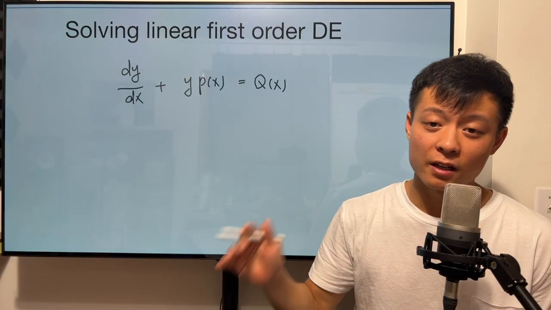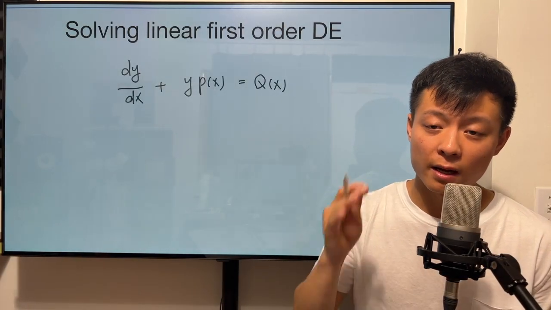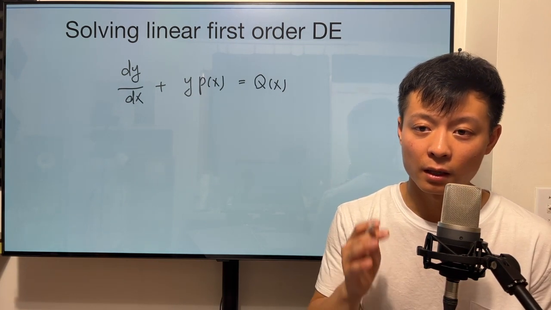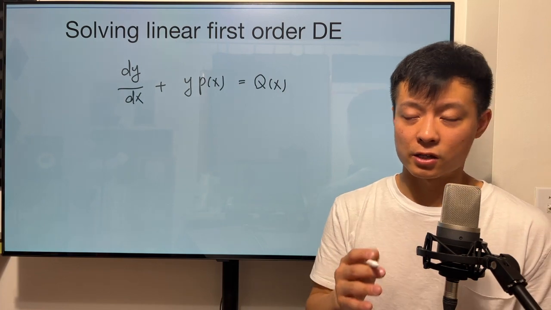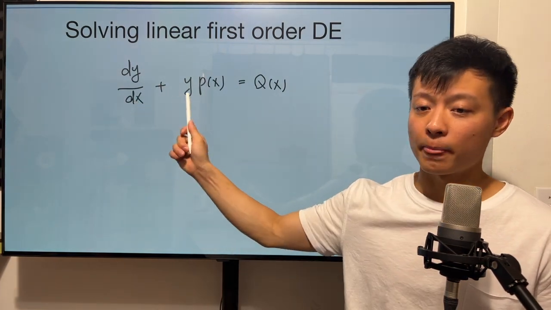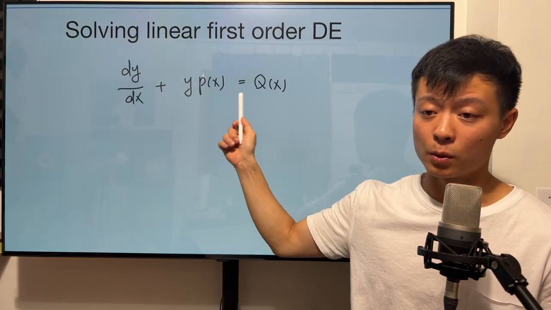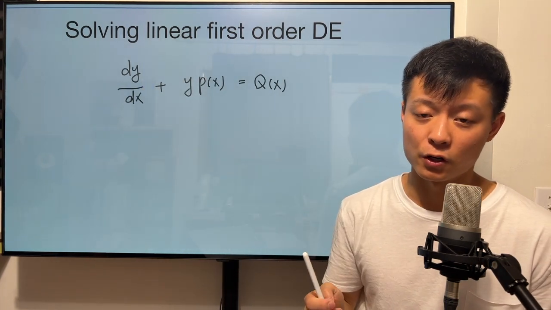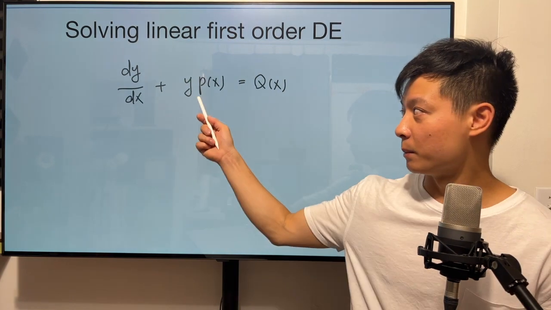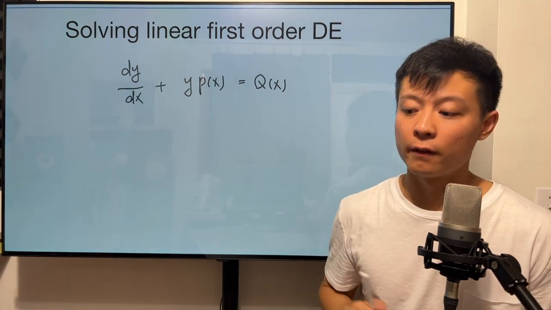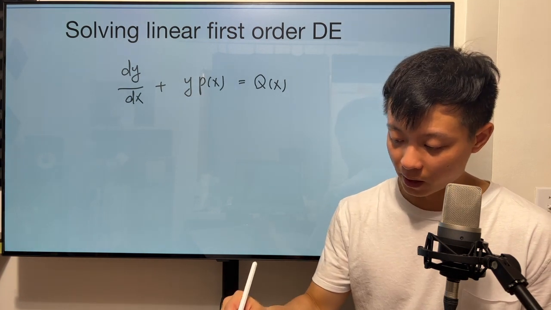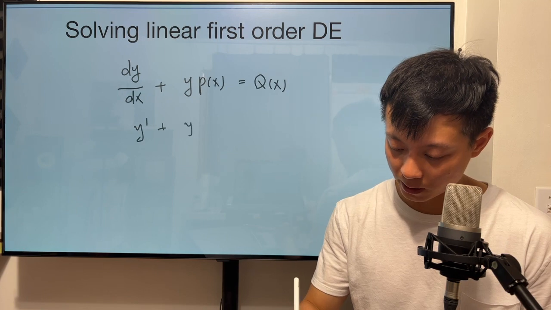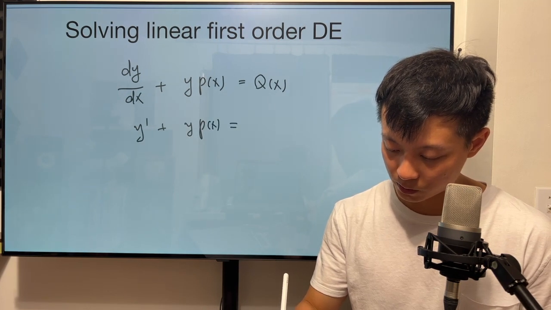Hey guys, in this video, we're going to talk about how to solve linear first-order differential equations. A linear first-order DE has the form dy/dx + y p(x) = q(x), where dy/dx is just the derivative of the function y with respect to x, and p(x), q(x) are both functions of x. Notice that this can also be written as y' + y p(x) = q(x).